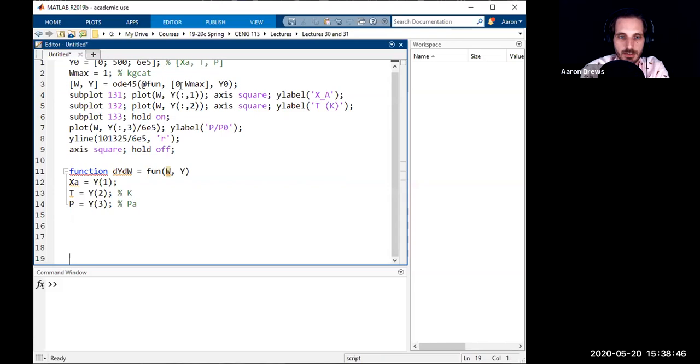We're still going to end up with dy dw, which will be dxa dw, dt dw, and dp dw. But those equations, this is the part where what I would like you to practice, if you're going to practice this problem, is start going through this in the normal way that we write our code. So for example, normally what we would do for pressure drop would be something like, okay, dp dw is minus V times F divided by rho bed, right? Blah, blah, blah, blah, blah, for all of that other stuff. We're writing it all in symbolically.